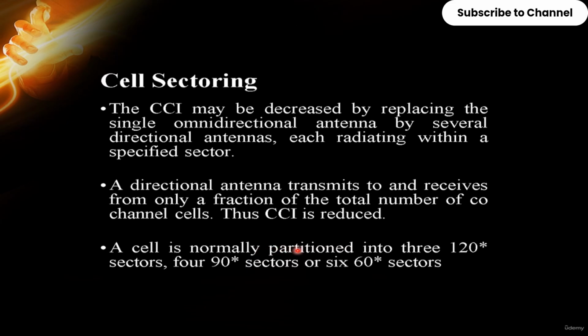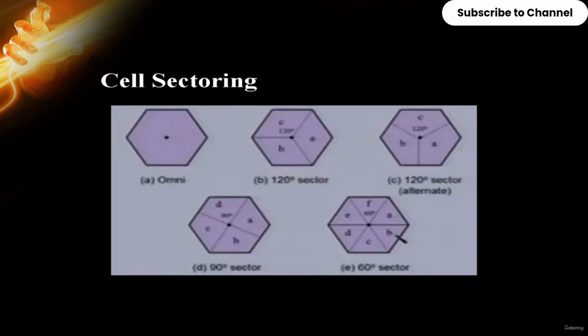A cell is normally partitioned into either three 120-degree sectors, four 90-degree sectors, or six 60-degree sectors. So here we can see the omnidirectional case, that is only one channel, or three 120-degree sectors, or the 90-degree sectors, that is four channels, or six 60-degree sectors. The sectoring is divided according to the necessity of the particular area.